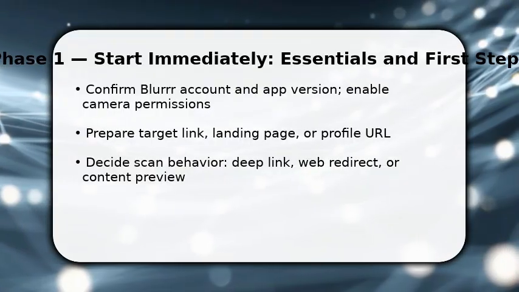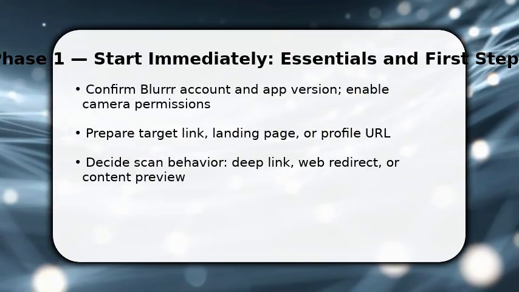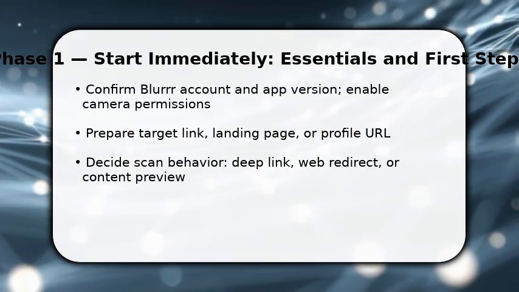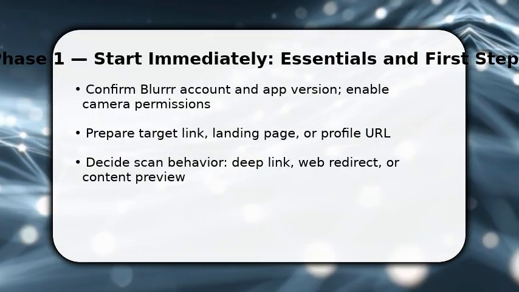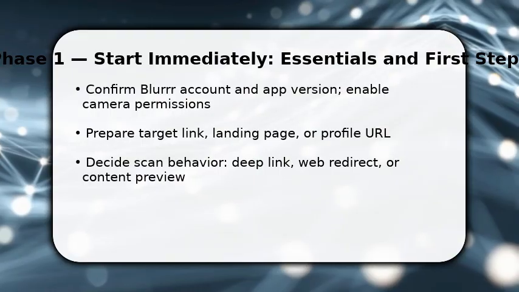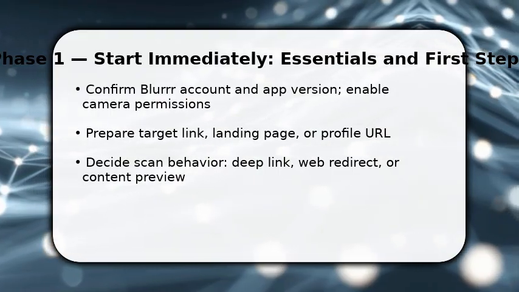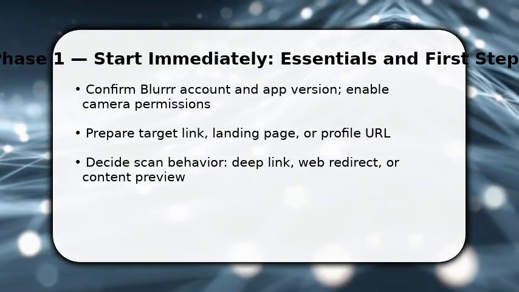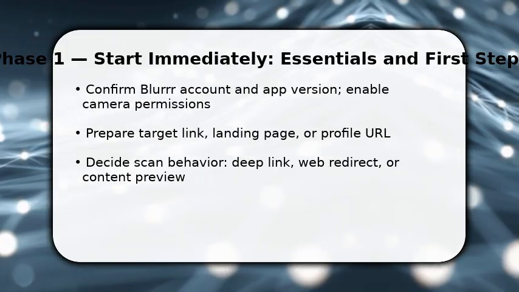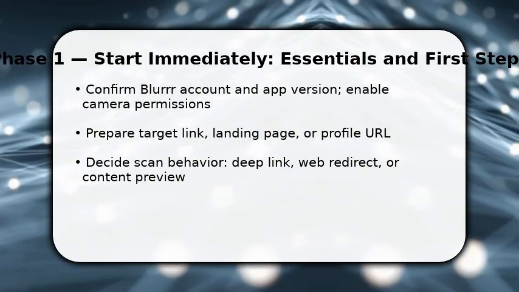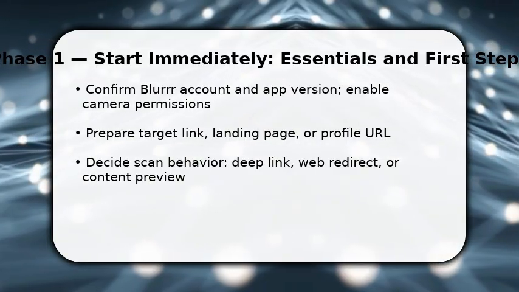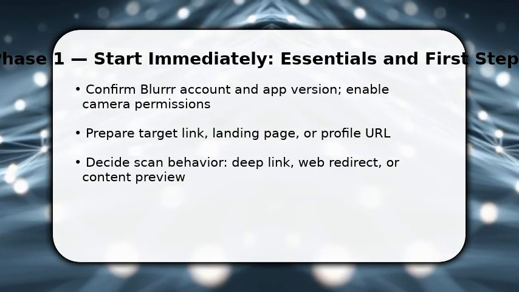You have what you need: a Blurr account, camera access, and the destination link ready. First, open Blurr and go to the Tools or QR section. Tap Create. Enter the target URL or pick a profile and choose Deep Link if you want the app to open natively. Set basic options, name, expiry, and privacy, because those control who sees content and for how long. Once done, hit Generate. You'll immediately see a scannable code to test.